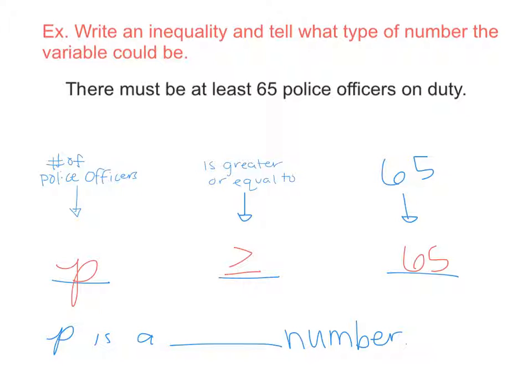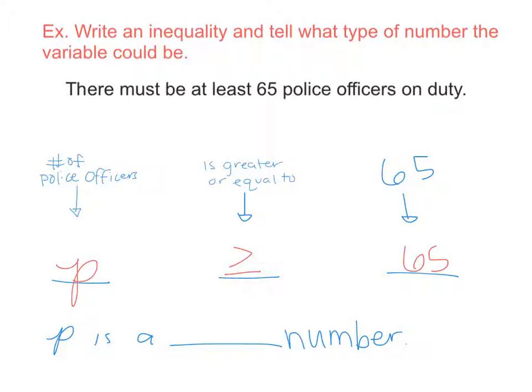Now, here when it asks us what type of a number could it be, P is a blank number. Well, first of all, P has to be a positive number because we're talking numbers of police officers. Can P equal a fraction? Can you have 66.5 police officers on duty? No. Can you have a decimal? 66.35 police officers on duty? No. So P has to be a whole number.